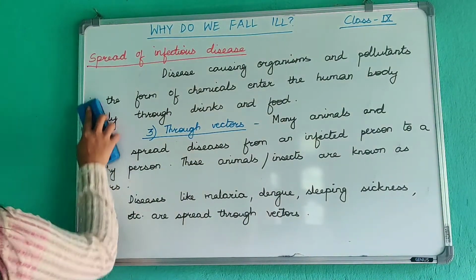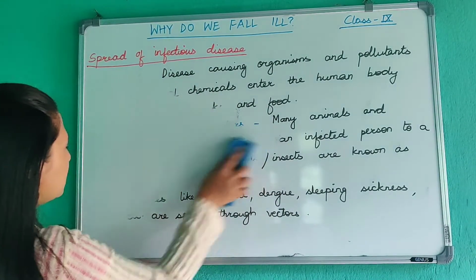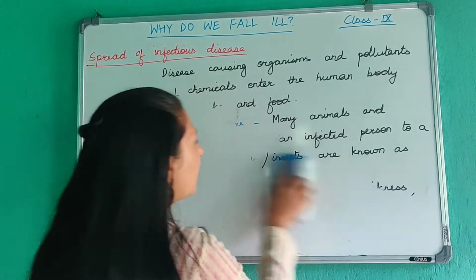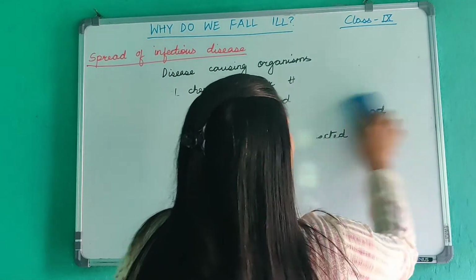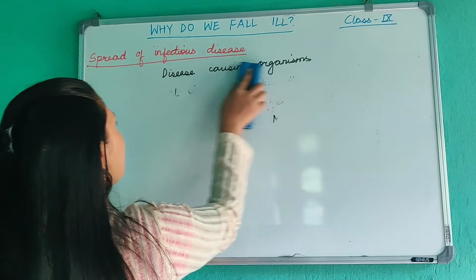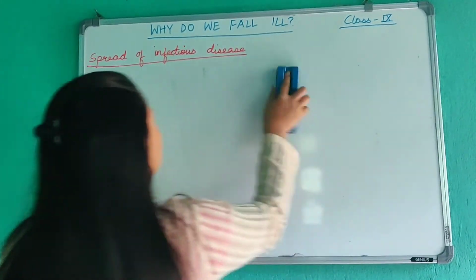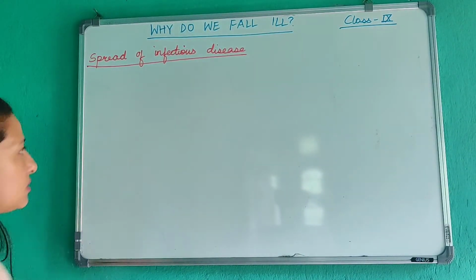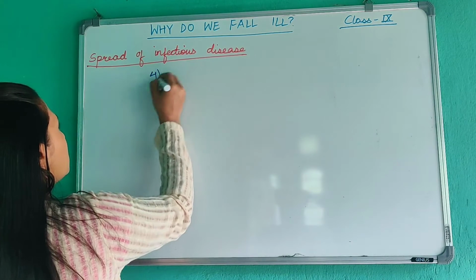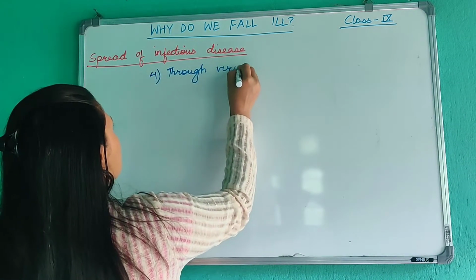And finally, the fourth one that helps in spread of infectious disease is viruses. As you know, viruses cause a number of diseases inside our body, and those viruses are transmitted from one person to another person. So the fourth one is through virus.